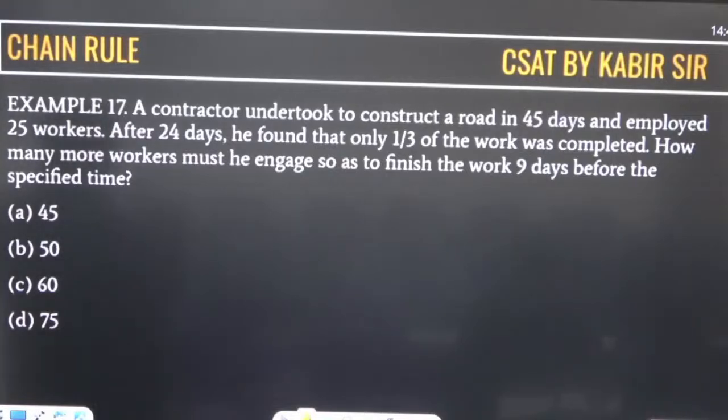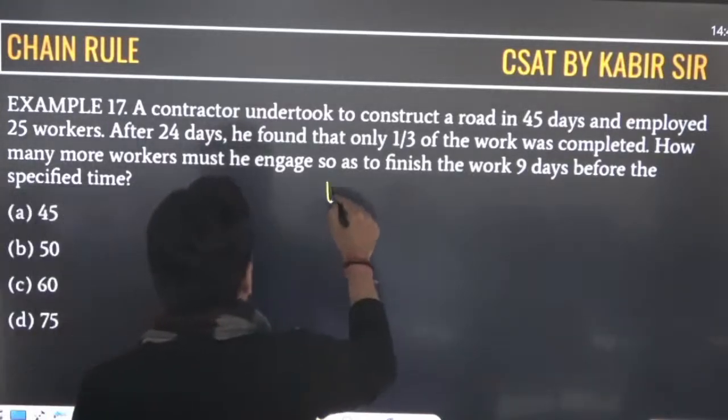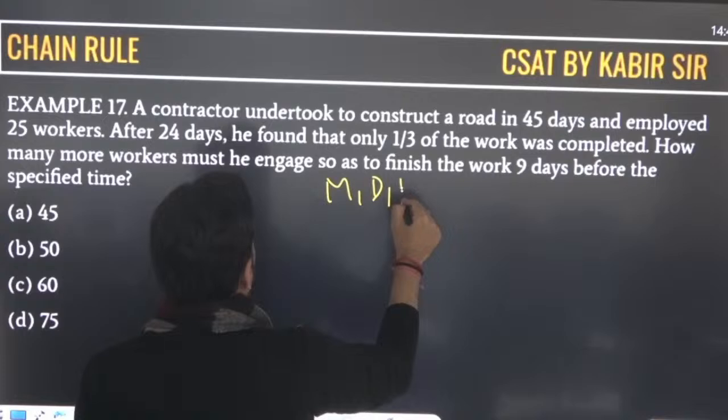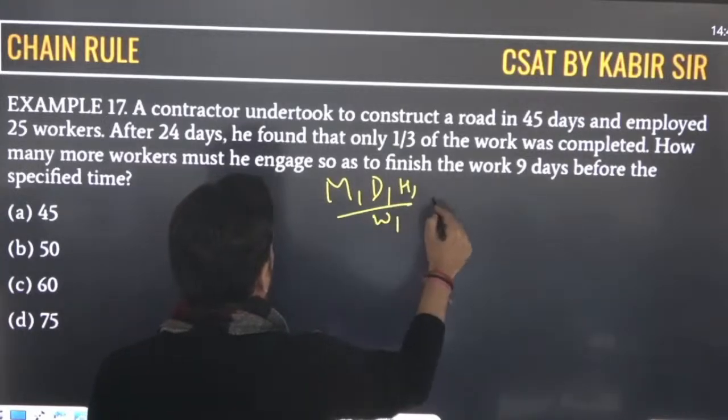This is very practical thing actually, right? A contractor is trying to construct a road in 45 days. He employed 25 workers. So we will again use the same formula, M1 D1 H1.